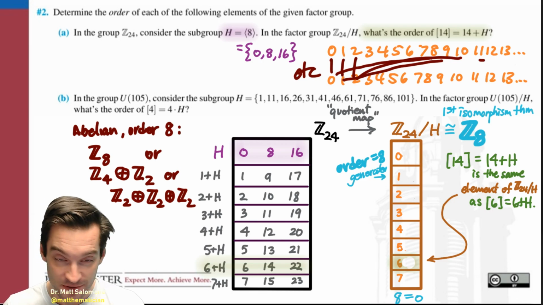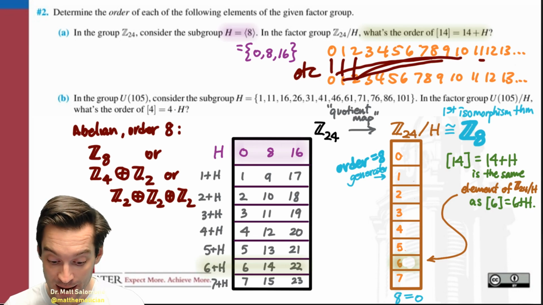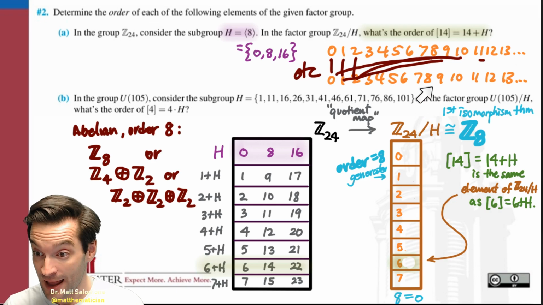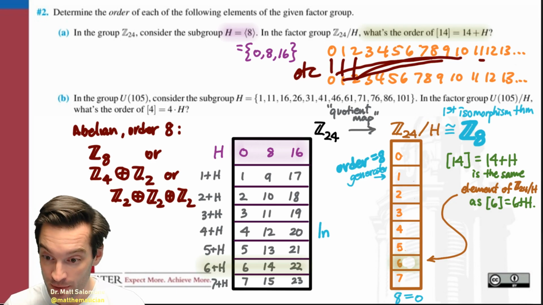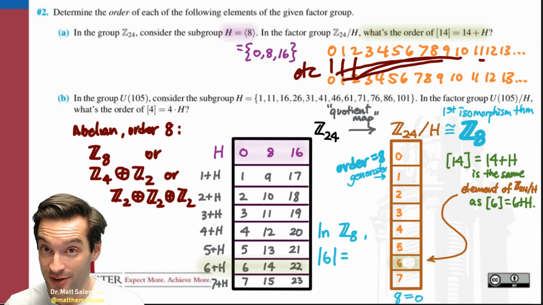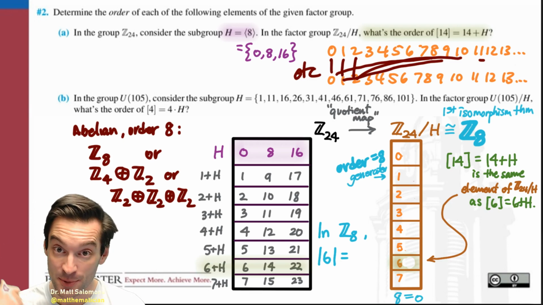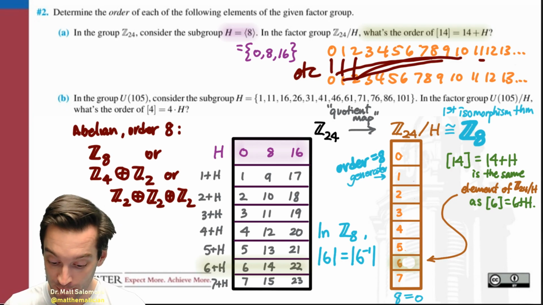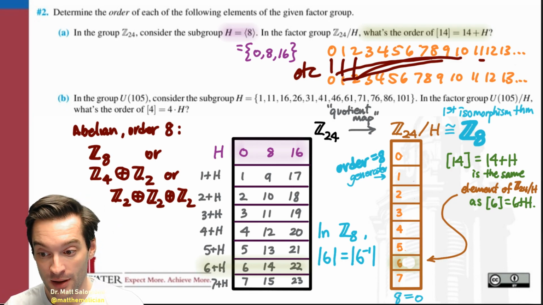And with all of that sophisticated machinery behind us, now that I've made this conclusion that the factor group is isomorphic to Z8, my new question is, what is the order of the element 6 in the cyclic group Z8? That's the kind of question we could have answered way back in Chapter 4 when we first learned about cyclic groups. Well, the order of 6 is the same as the order of the inverse of 6. Remember, that's true for any group and any element. Its order is the same as the order of its inverse. But in Z8, the inverse of 6 is 2.